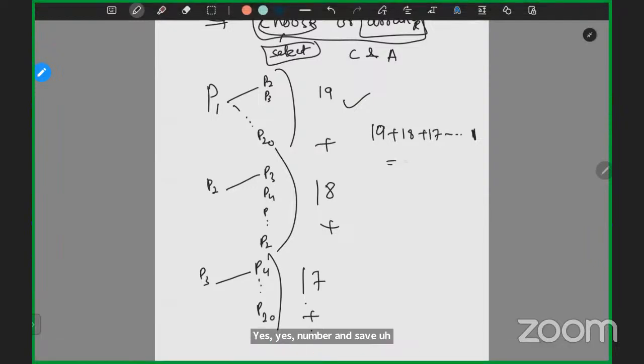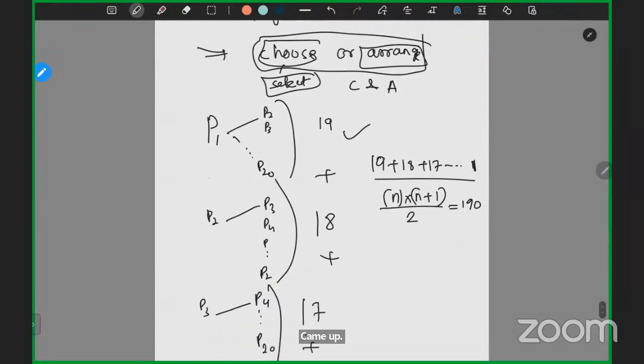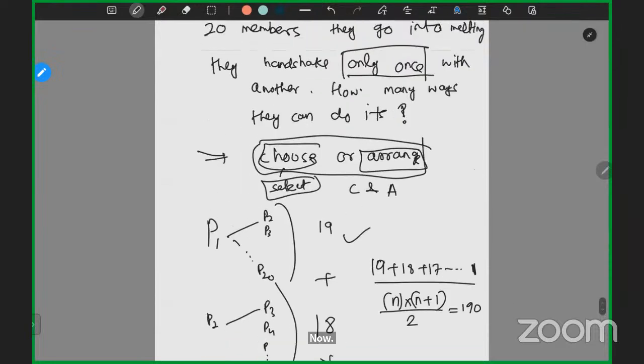That is going to be 19 into 20 divided by 2, which is 190. If you don't know the formula, that's okay, you can add them, but it is n into n plus 1 divided by 2. This comes from the AP series. You have learned it somewhere, that's okay. This is just pure logic I used.